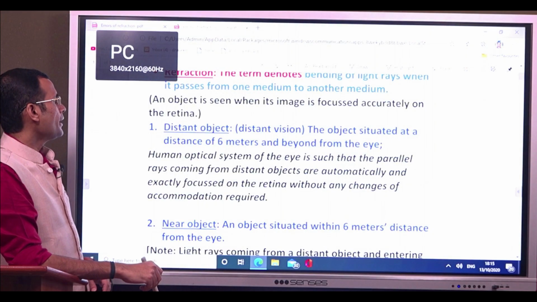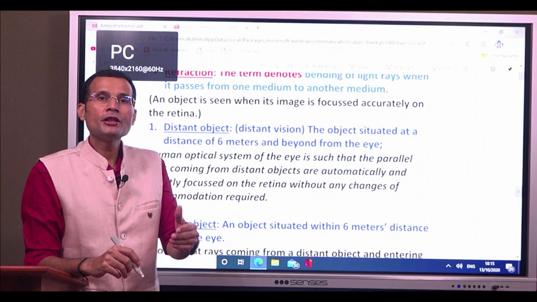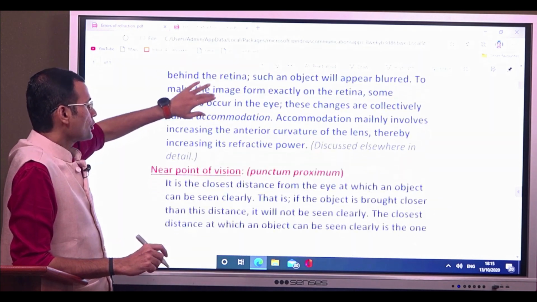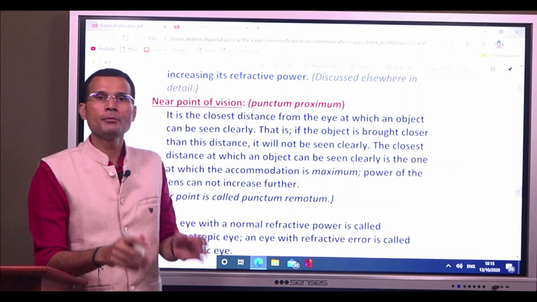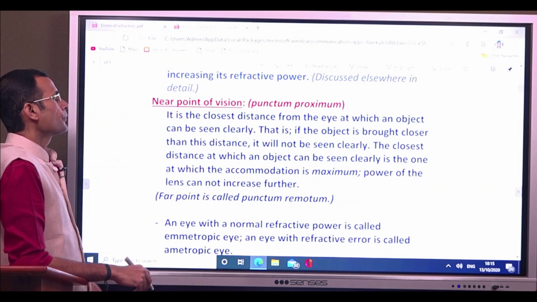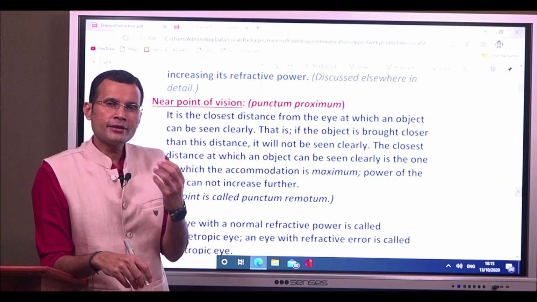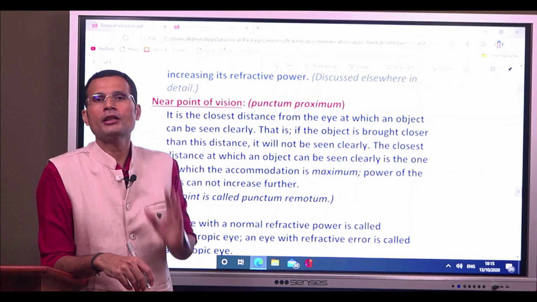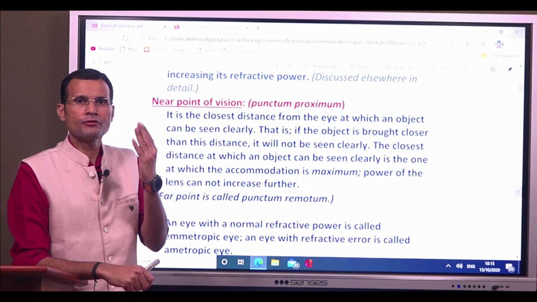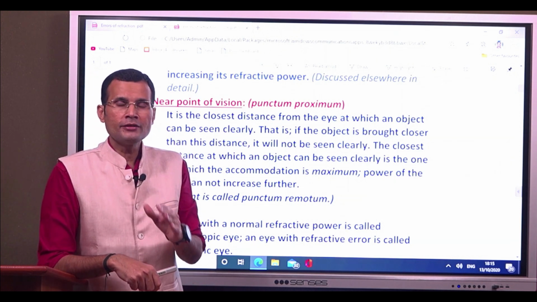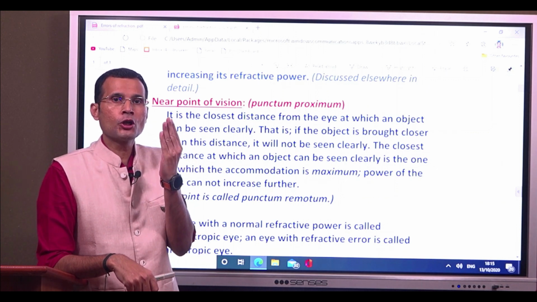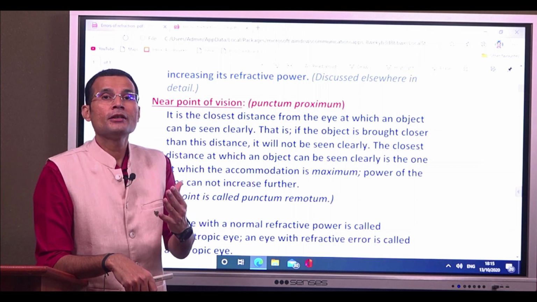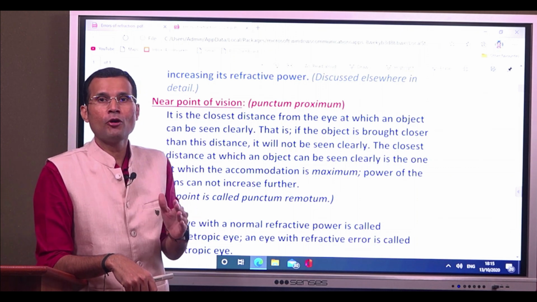Let's also try to understand what is the near point of vision. Near point of vision, also called punctum proximum. It is the closest distance from the eye at which an object can be seen clearly. It means that if the object comes closer than that, then the object will not be seen clearly. Its image will not be formed on the retina.